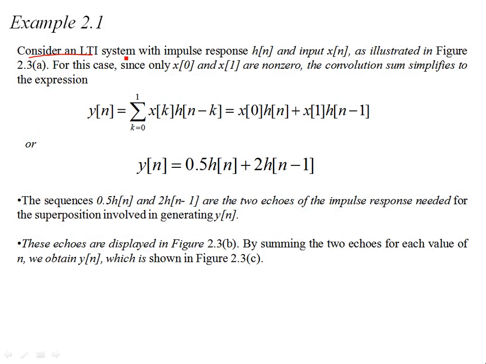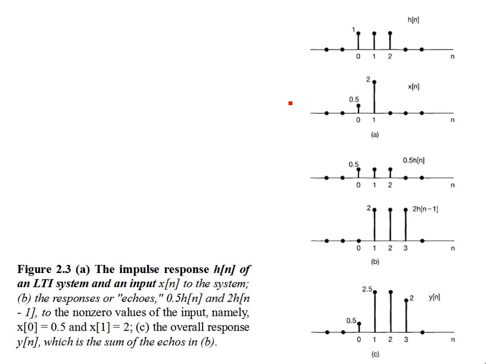We have to consider an LTI system with the impulse response h of n and the input x of n, as illustrated in figure 2.3a. This is figure 2.3a, and over here in part A, you're given the impulse sequence and the input sequence to an LTI system.